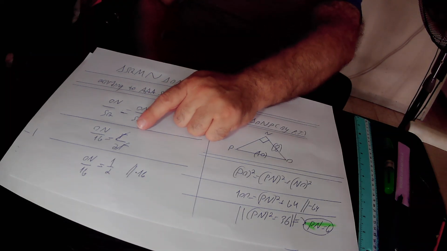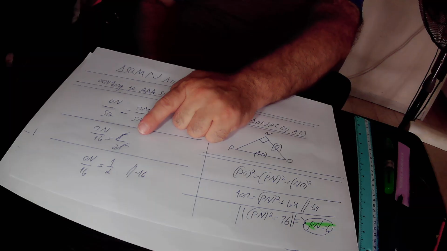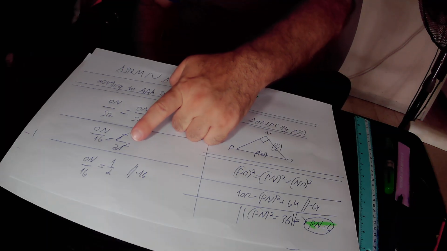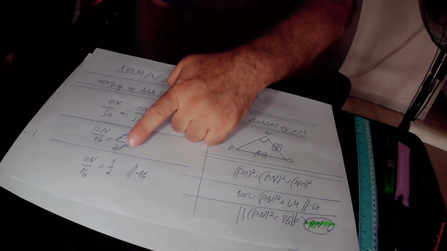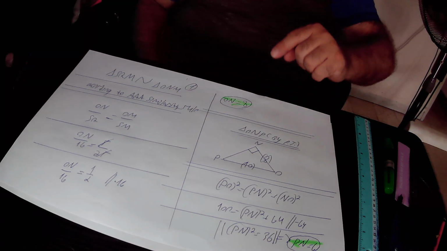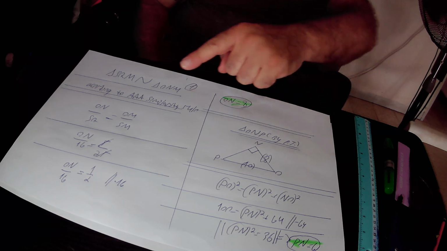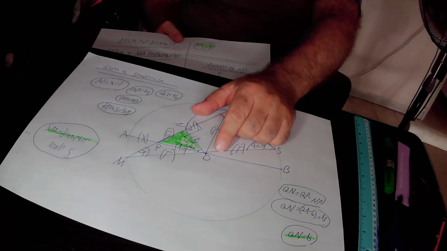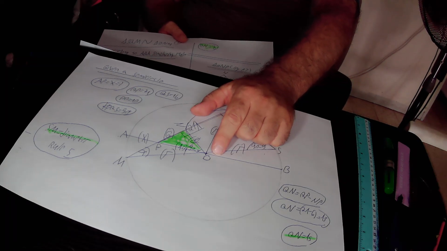We have R in the numerator and R in the denominator, so R will get cancelled. And on this side of the equation, we are left only with 1 half. So ON over 16 equals 1 half. Here we multiply this equation by 16 and find that the missing side ON equals 16 over 2, that is 8. So the missing side ON is equal to 8 units in length.